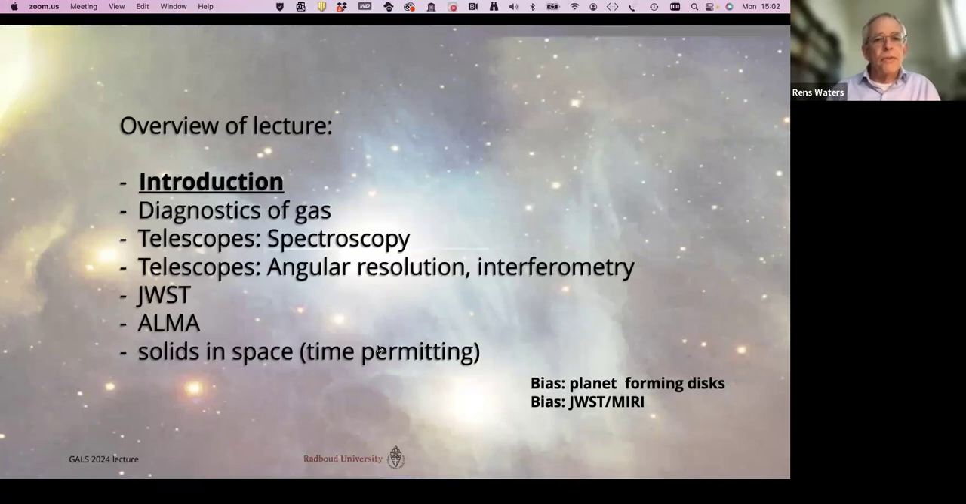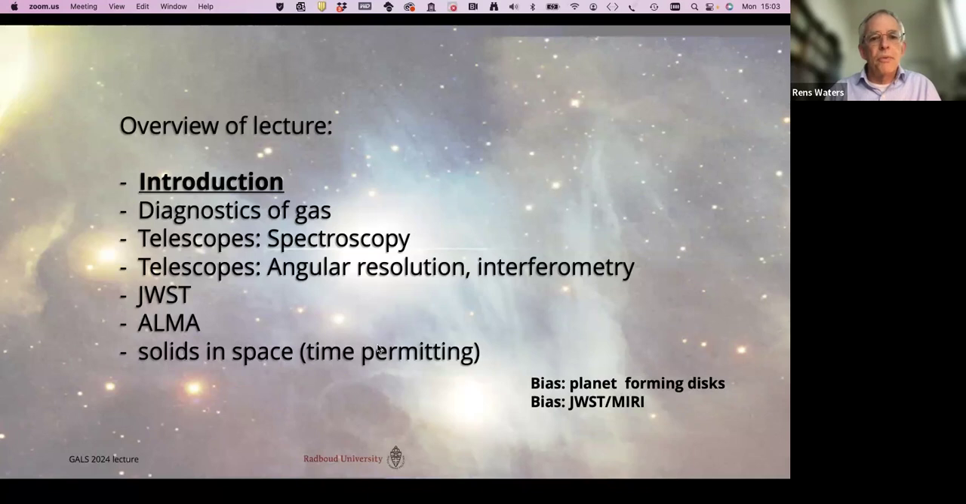So this is an overview of today's lecture. I'll start, of course, with an introduction. Then I'll go a bit into what Ted Bergin talked about last week, diagnostics of gas. And then I'll discuss telescopes, the spectroscopy and the imaging that we want to do with those telescopes, and just go through a bit of the basics of that. And then I'll highlight two telescopes that I think are very important for astrochemistry, and those are ALMA and the James Webb Space Telescope. And then I'll dive into solids in space, and that will be a topic that I may have to cut off because of time. But let's see how far we get with that.